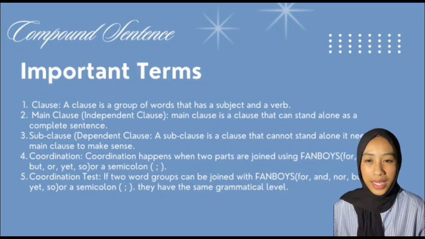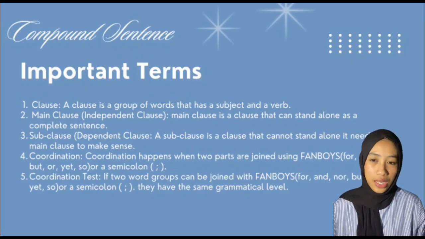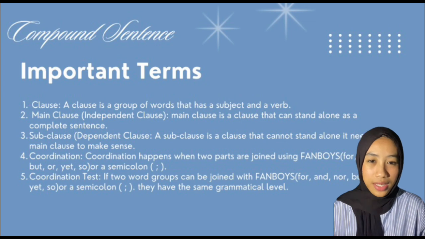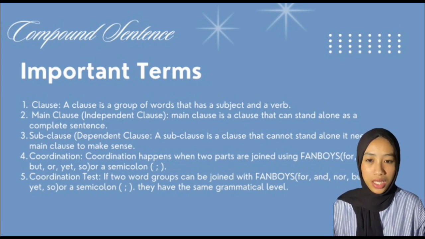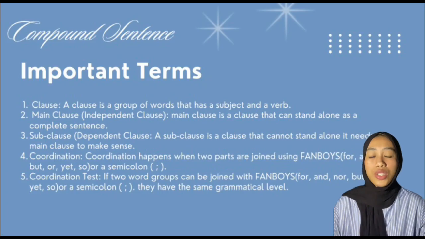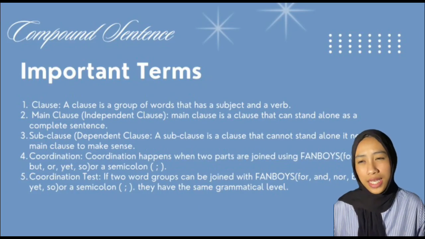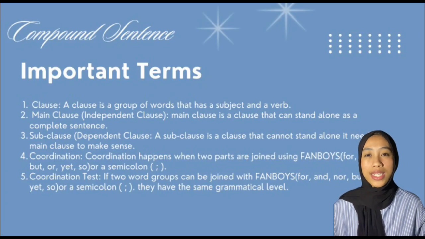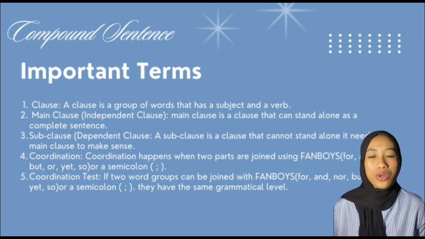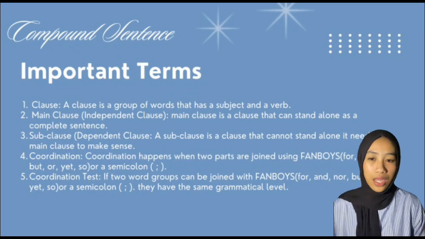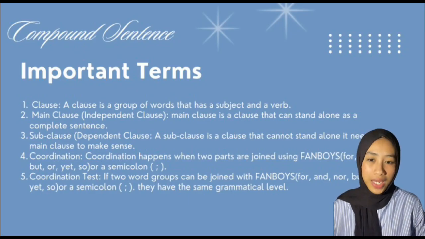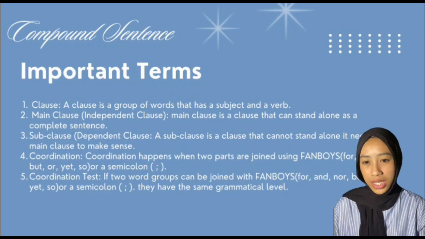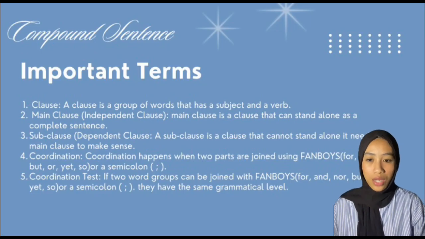And the next is the main clause or independent clause. A main clause or independent clause is a clause that can stand alone as a complete sentence. For example, the children sweep the floor. The sentence has a complete meaning, so it is an independent clause. And the next is subclause or dependent clause. A subclause or dependent clause cannot stand alone, so it needs a main clause to make sense. In our compound sentence example, there is no subclause.